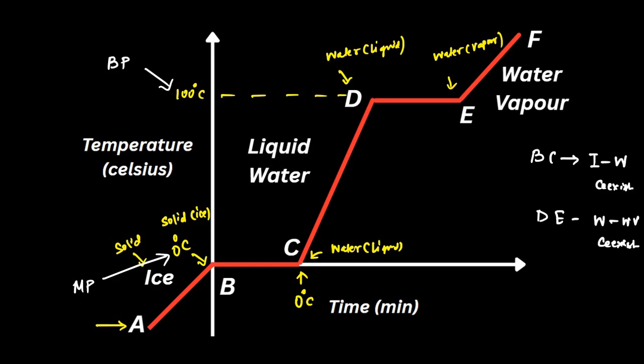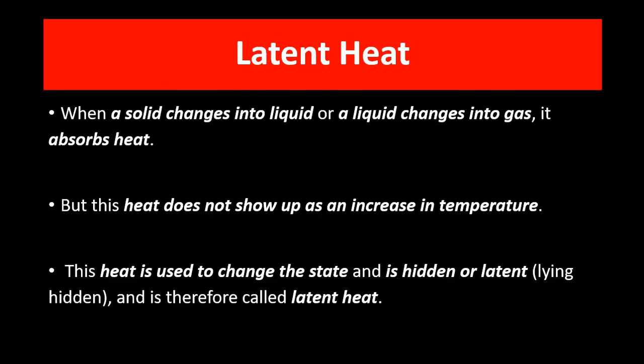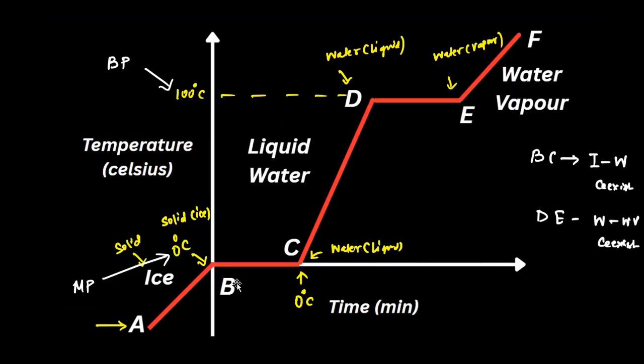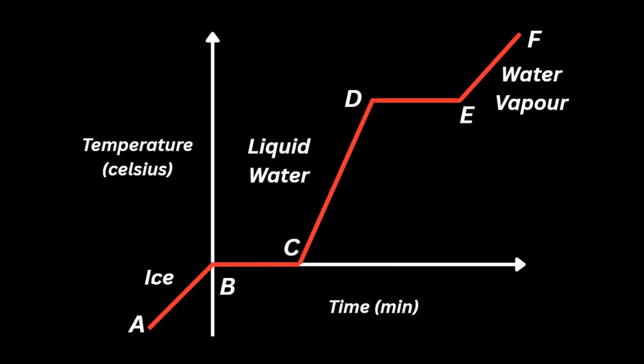Now, the main topic here, latent heat. So what happened? The reason why I did all this is to make you understand the significance of latent heat. Now, why did the temperature not increase from B to C and D to E? Let me use a different curve, a fresh one. Why did the temperature not increase from B to C and D to E?